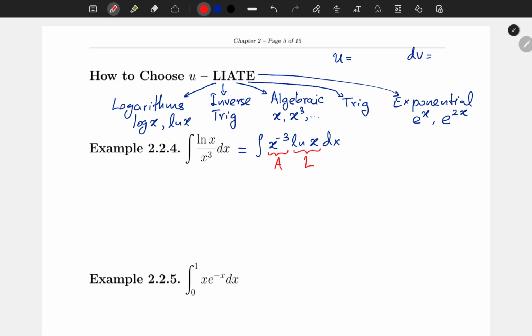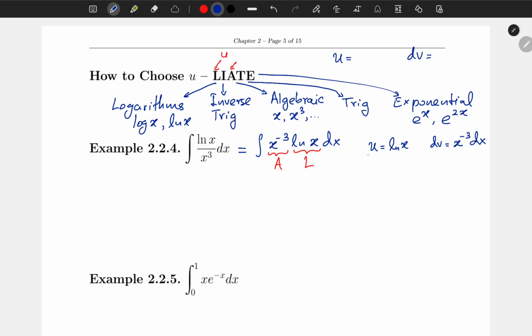Now, we have logarithmic and algebraic. So, the first type is logarithmic. Therefore, we are going to choose the logarithmic function as our variable u. So, what I am going to do is assign u equals x to the negative 3. Sorry, u equals ln x. Now everything else is dv. dv is x to the negative 3 dx.